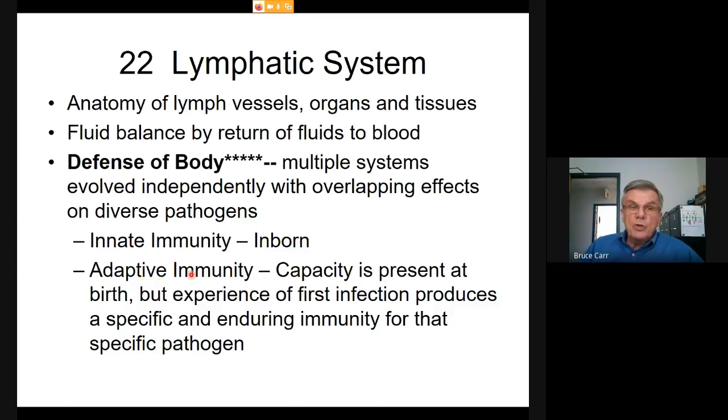Adaptive immunity, you have the capacity to become immune, but you only become immune through the experience. The experience can be an infection, it can be a disease. It can also be a vaccination. We have found less threatening ways of activating our immune system against specific threats.